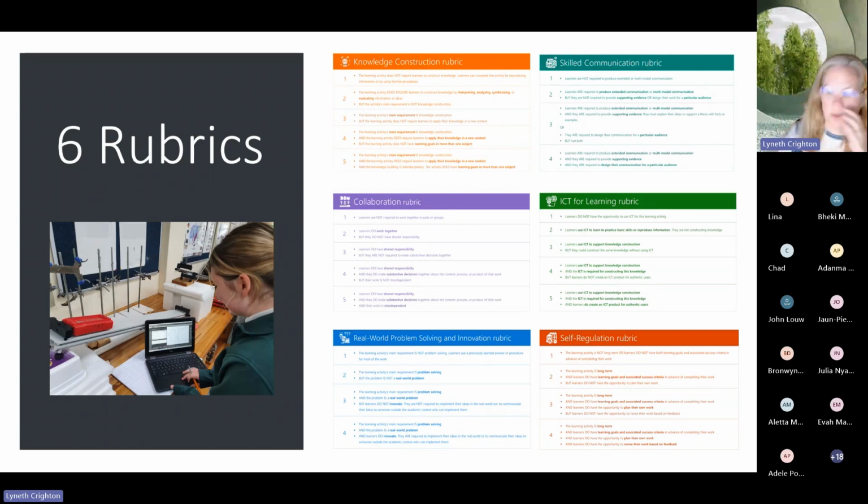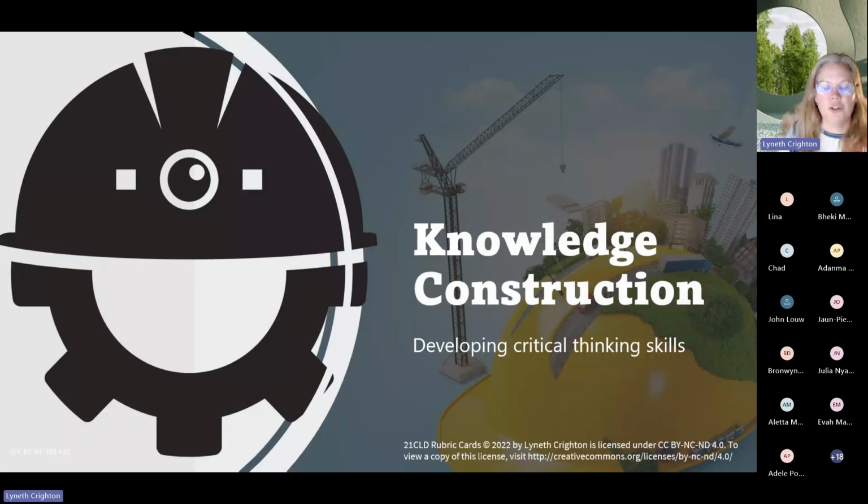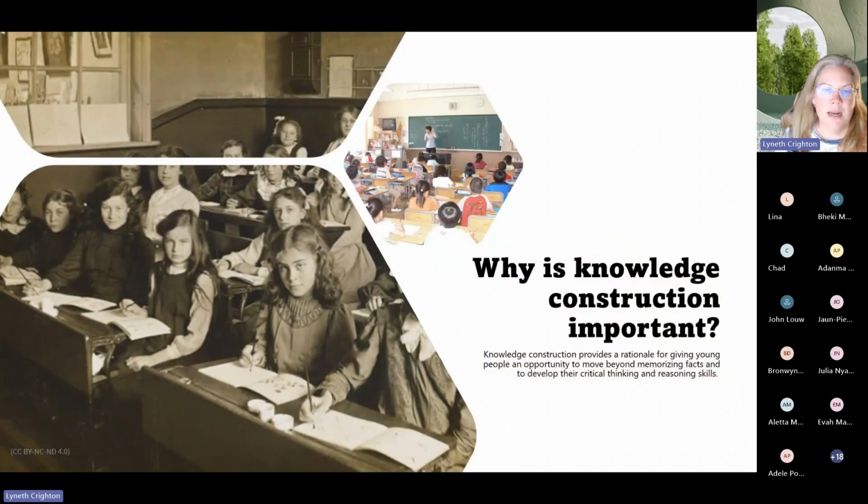So we're going to start with knowledge construction. For those teachers who teach grade 10, 11, and 12 FET or know Bloom's, it is the top, higher order of Bloom's. It is the development of critical thinking skills. It's about synthesizing, analyzing, and creating and evaluating information. So why is it important?